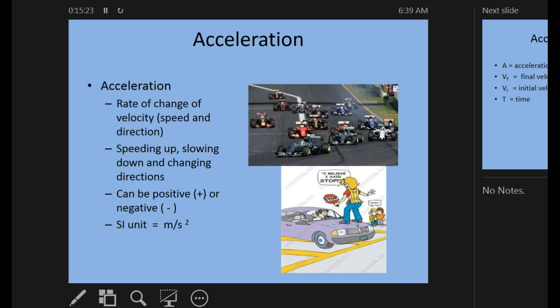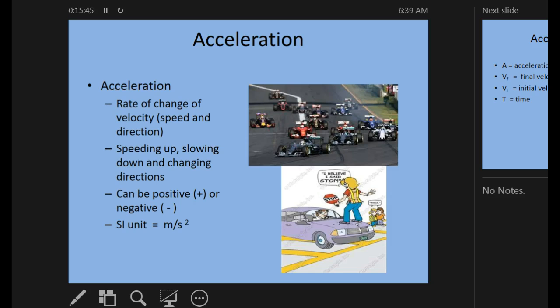All right, last thing we're going to talk about today is acceleration. Now, we always think of acceleration in the way we use it in the English language. So I want you to throw that away. Acceleration is a change in velocity. So acceleration could be speeding up. That's the way we usually think of it.